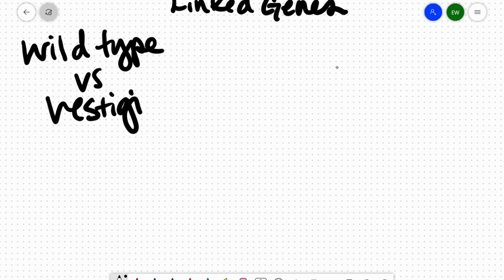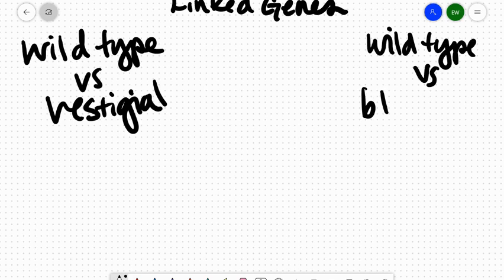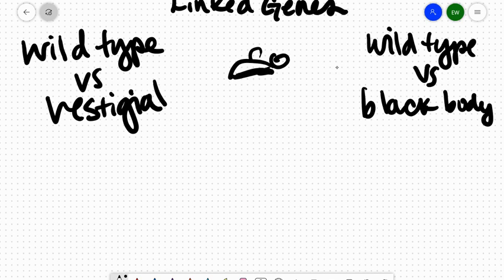Okay, so we have wild type versus vestigial, and then we have wild type versus black body. So these are our two traits that we're using, and we're using a little fruit fly. So here he is. There's his little wings. Here's his little legs. Okay, so the thing is that when we start with these, we need to go all the way back to the P generation.